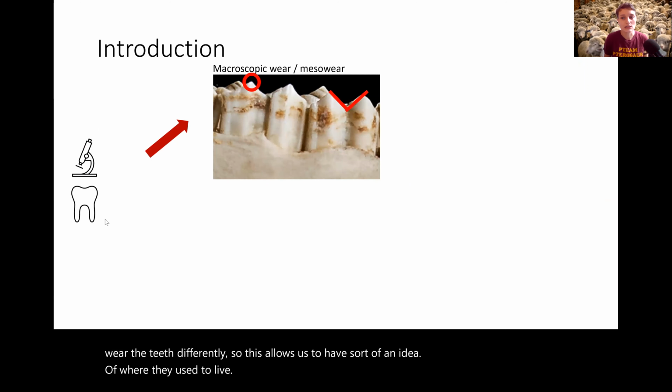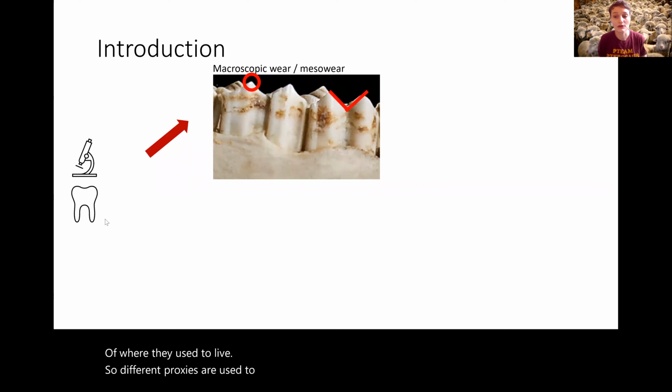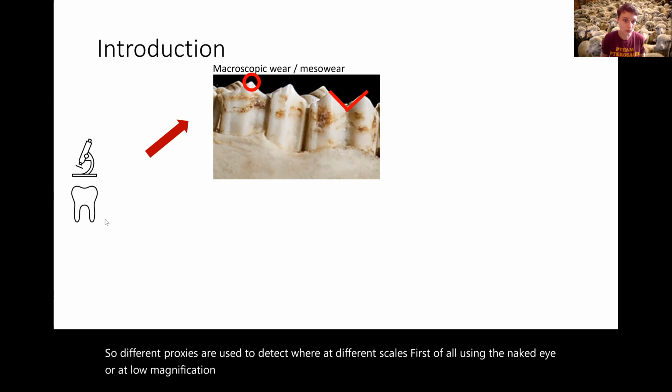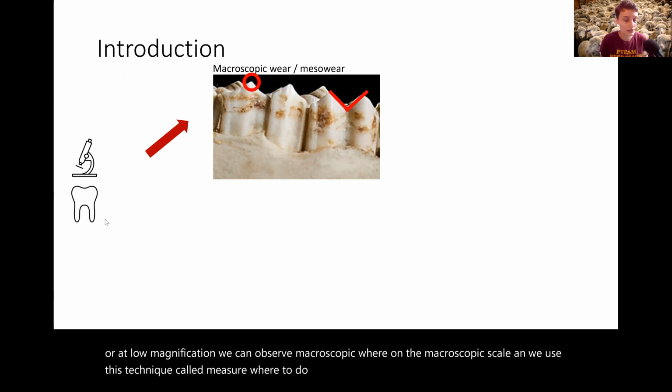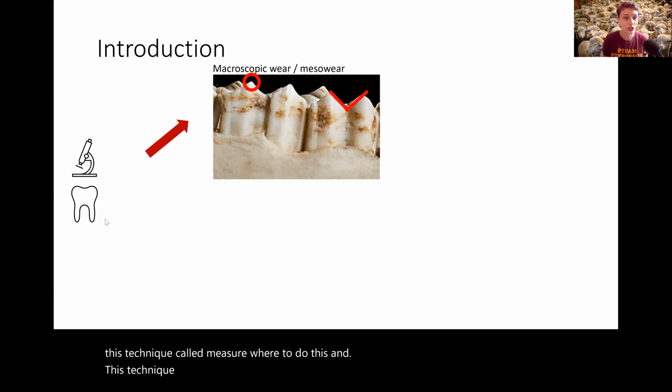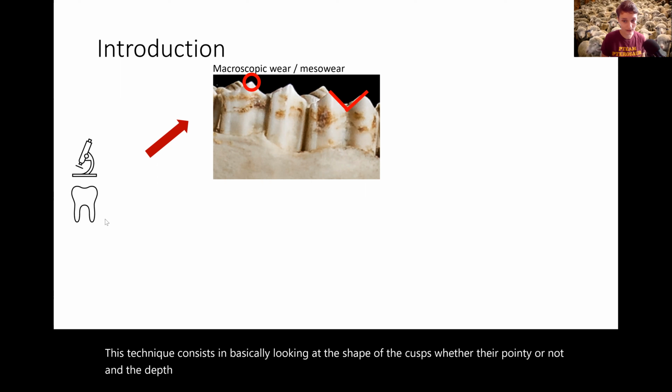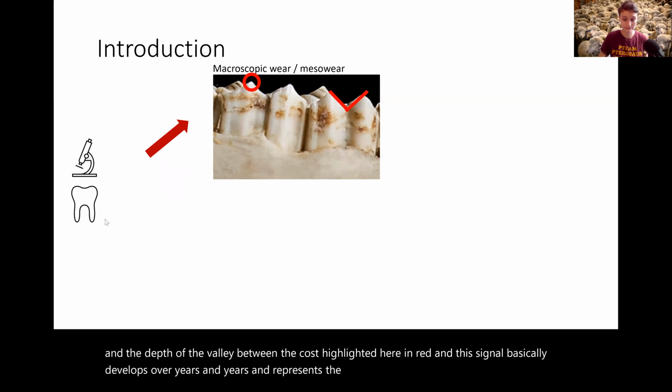So different proxies are used to detect wear at different scales. First of all, using the naked eye or at low magnification, we can observe wear on the macroscopic scale. And we use this technique called mesowear to do this. And this technique consists in basically looking at the shape of the cusps, whether they're pointy or not, and the depth of the valley between the cusps, highlighted here in red. And this signal basically develops over years and years and represents the individual's general lifetime diet.